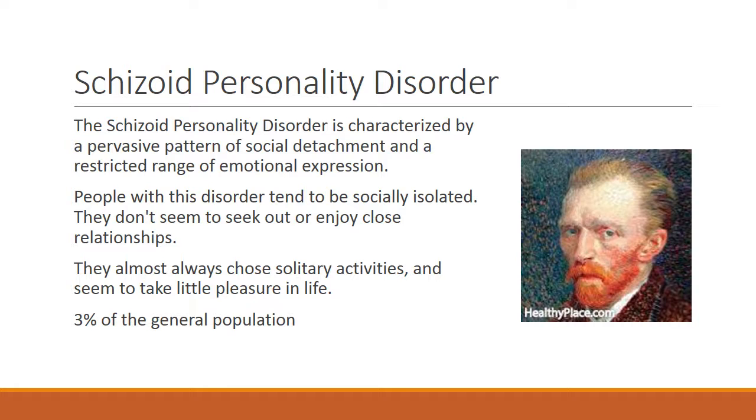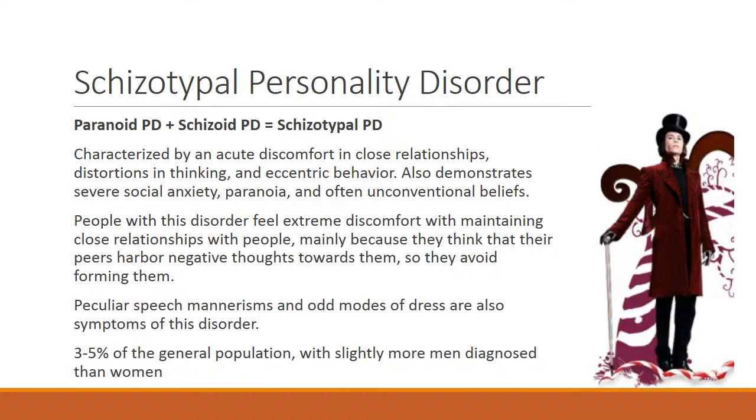Schizoid personality disorder affects about 3% of the general population. Then you have schizotypal personality disorder. Basically, you take somebody who has paranoid personality disorder, add in schizoid personality disorder, and you get schizotypal personality disorder. This is characterized by an acute discomfort in close relationships, distortions in thinking, and very eccentric behavior. It also demonstrates severe social anxiety, paranoia, and other unconventional beliefs.